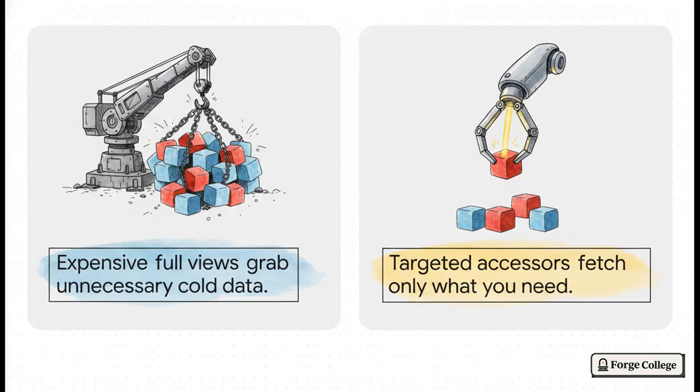Now, because we split that data, we also have to change how we read it. If you use a full record view, it is incredibly expensive because it hauls up the hot data alongside all that heavy, unnecessary cold data at the exact same time. We definitely don't want that. Instead, we use targeted accessors. We create a lean getPositionHeader function that specifically just fetches the hot amount and collateral. Then we write a totally separate getPositionMetadata function that only gets triggered when someone explicitly asks for that cold data. That one simple change radically optimizes our contract reads.